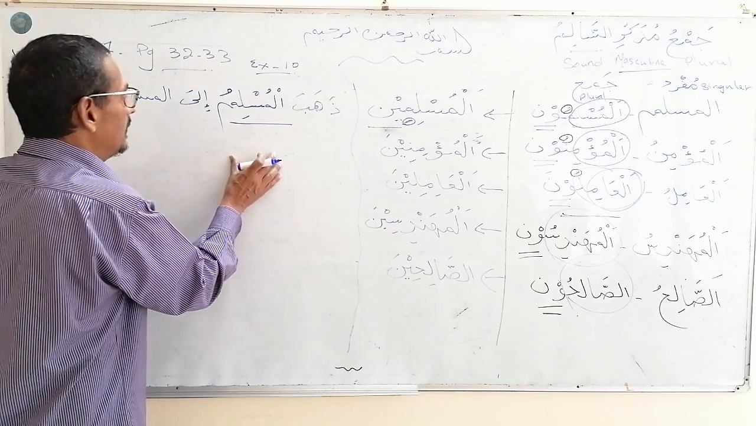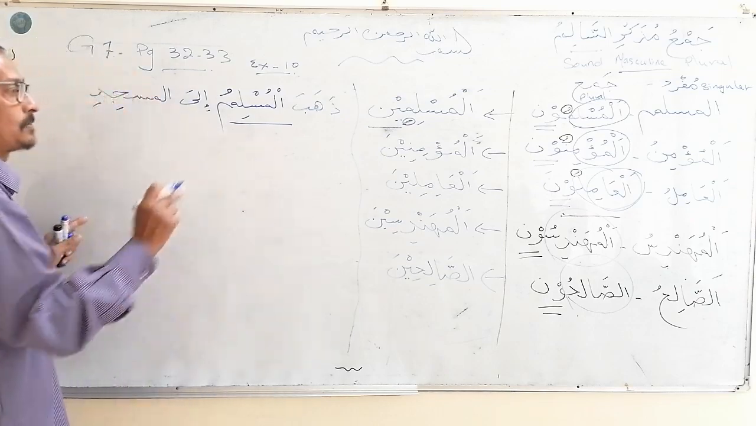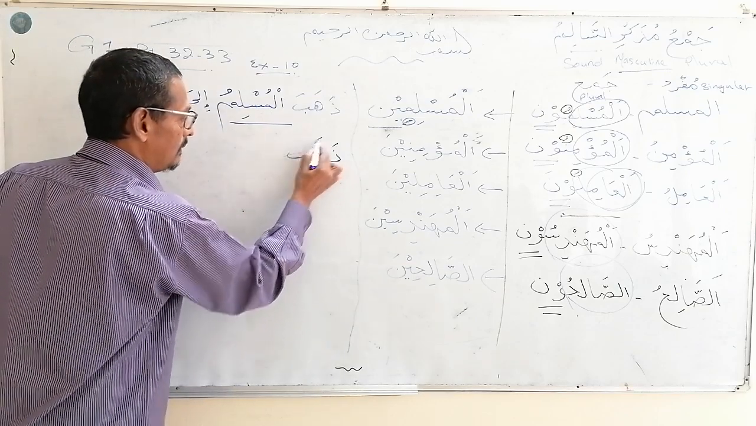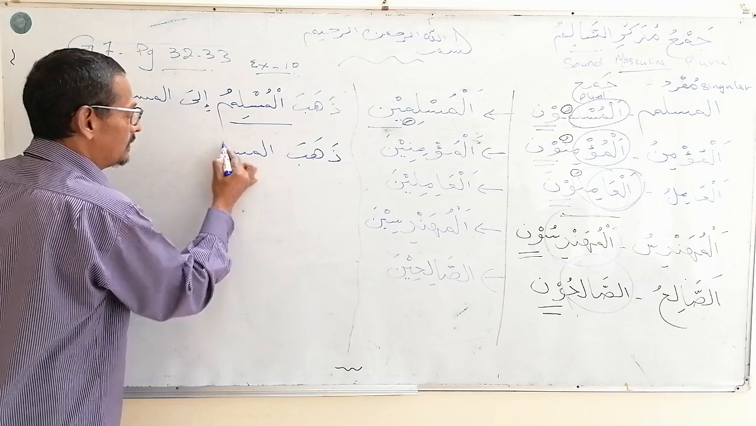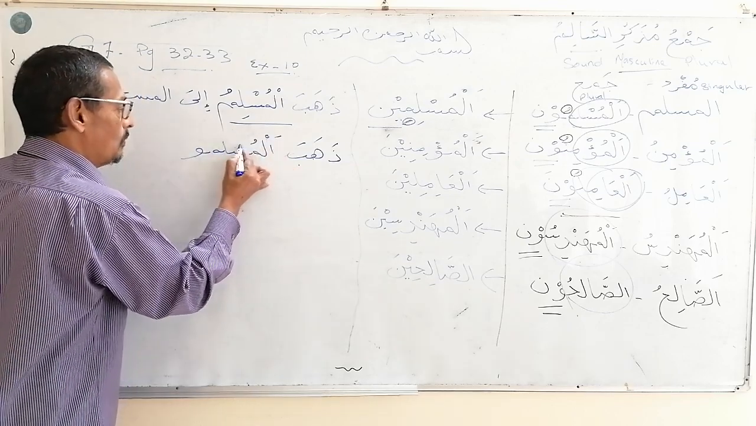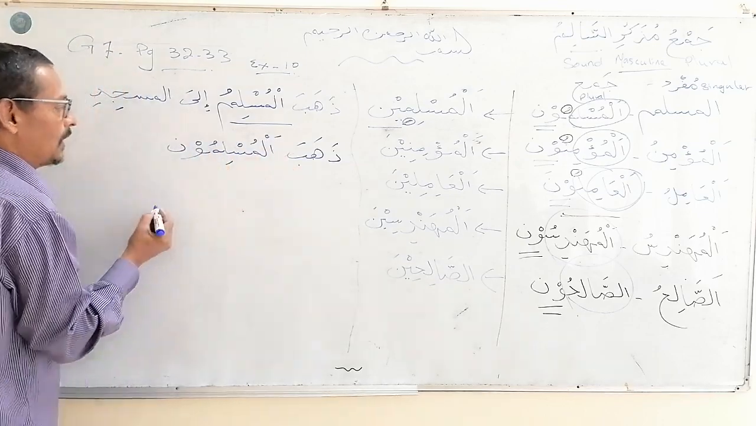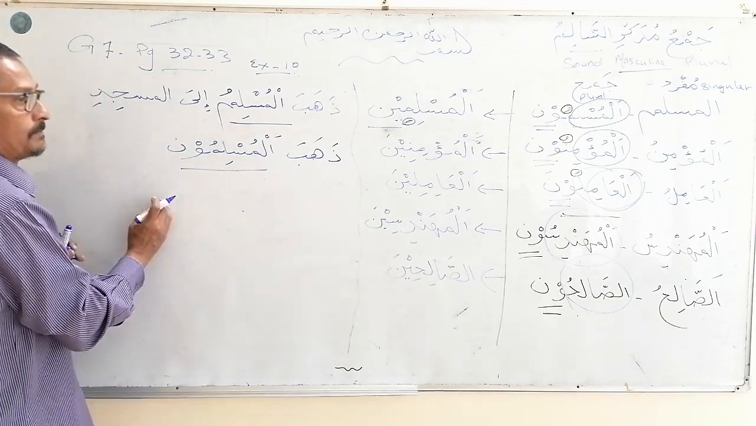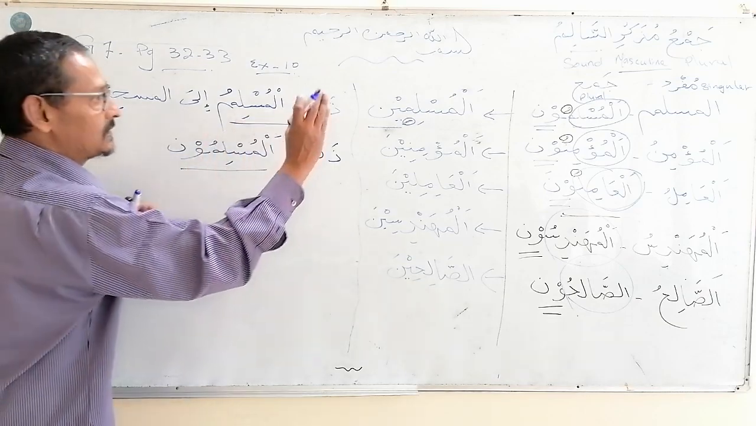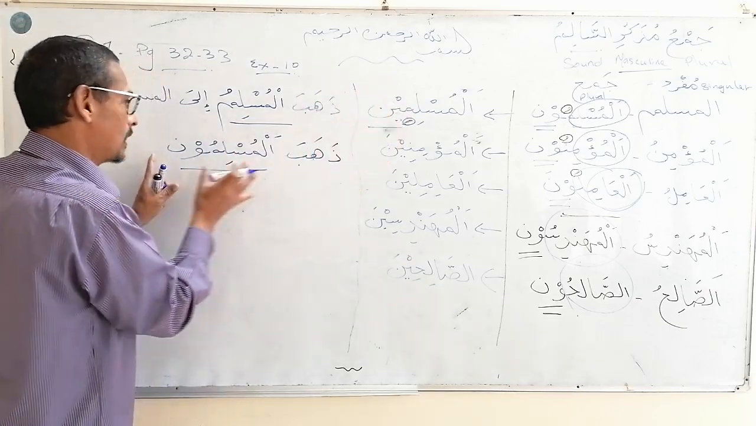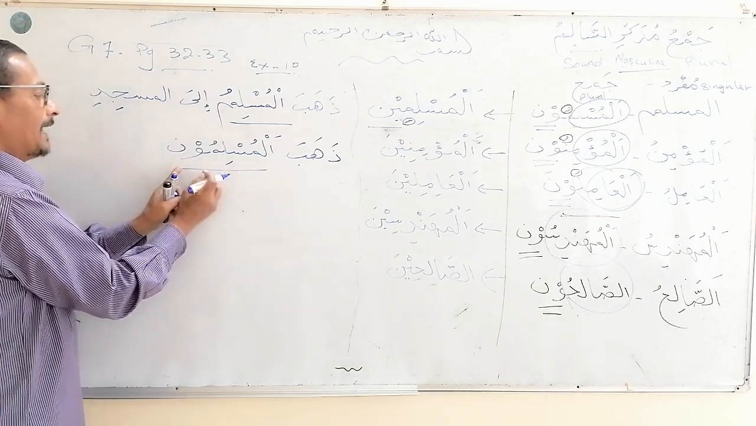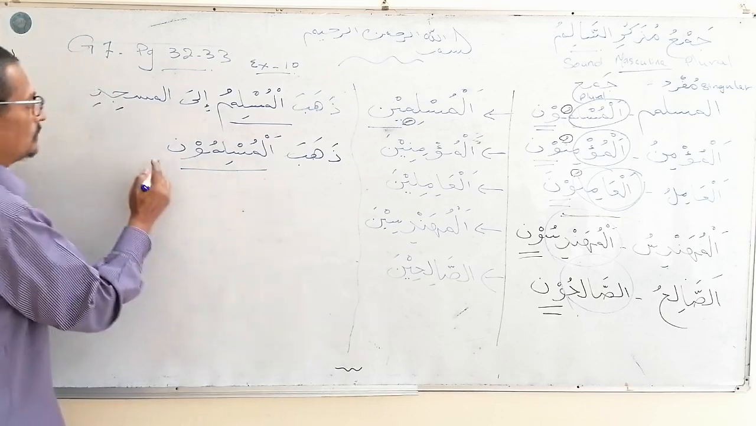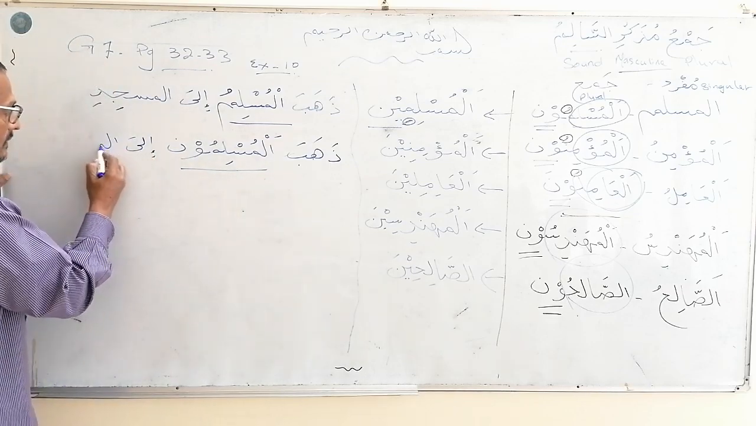Now, if we want to say the Muslims as plural, because this one is singular, we will say ذهب المسلمون. You see why? Because it is plural. So when the Jam'u Muzakkar Salim, masculine sound plural, is used as a subject of a verb, it ends with waw and noon. And before waw, you put dhamma. ذهب المسلمون إلى المسجد.